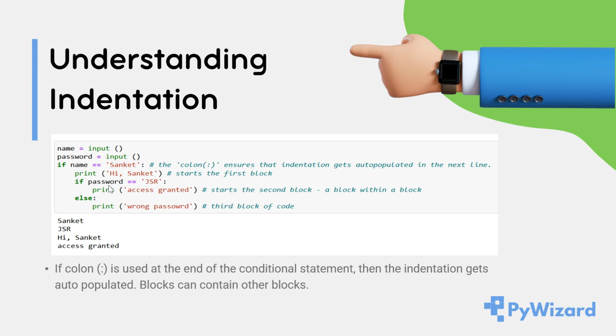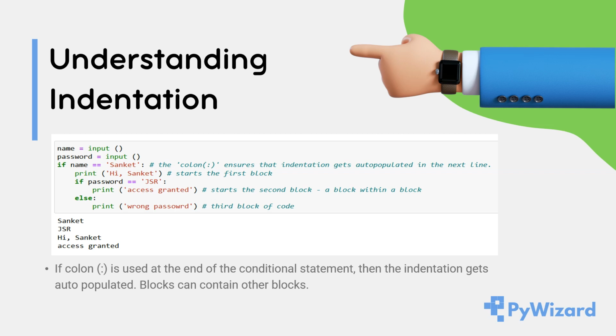One other thing that we need to realize is that if a colon is used at the end of a conditional statement, then indentation gets auto-populated. The IDEs that we use these days, for example the Anaconda distribution of Python that I'm using, have become very smart now. If you use a colon at the end of an if statement, which confirms to Python that this is a conditional statement, then it will auto populate the indent. So you need not exactly remember that you need to give an indent. That is the best part.